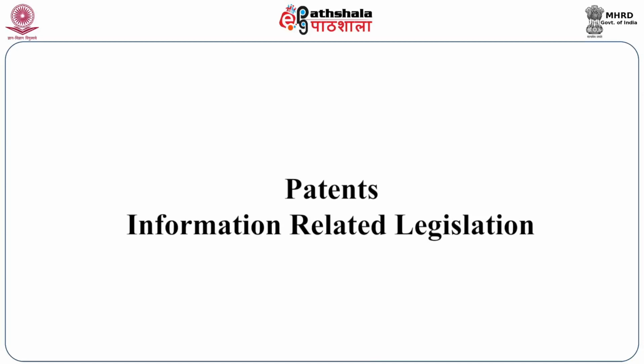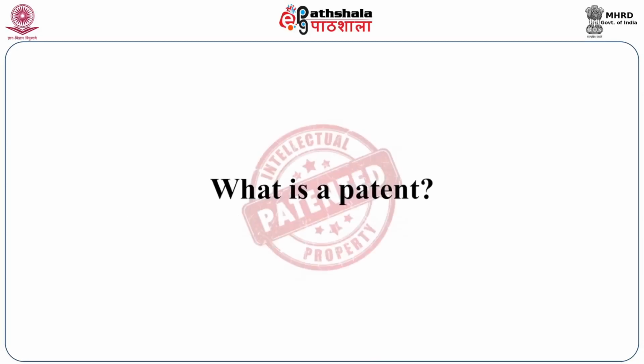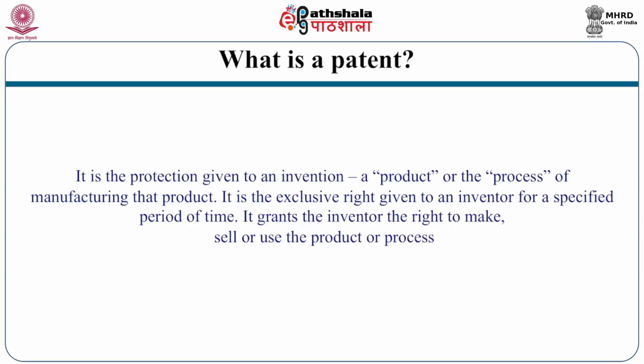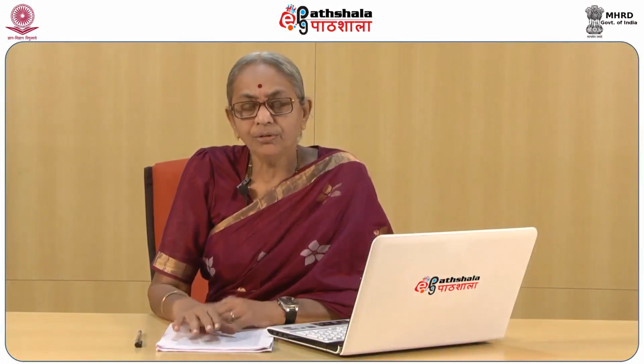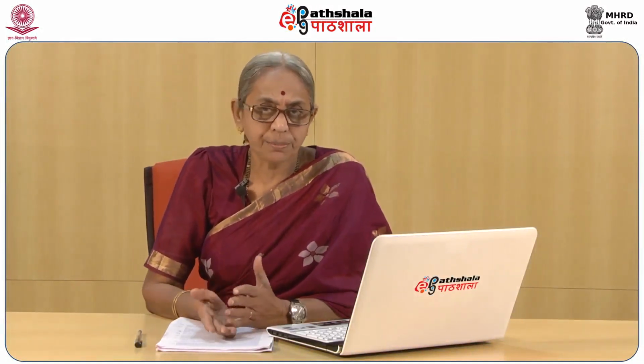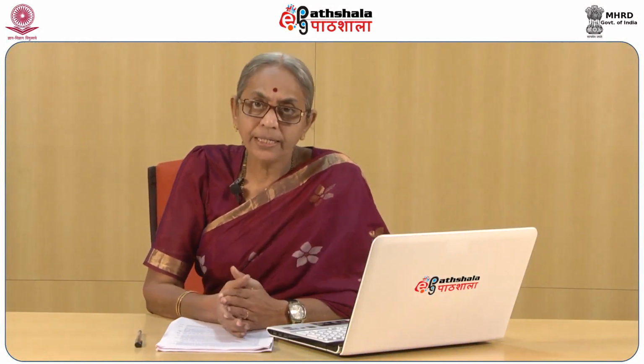Now let us look at patents, which are one of the oldest forms of intellectual property. What is a patent? A patent is a protection given to an invention. It is a product or the process of manufacturing that product. It is an exclusive right, as I told you, given to the inventor for a specific period of time. The inventor has the right to make, sell or use the product or the process. As I had mentioned earlier in the introduction to IPR, the rights are given for a specific period of time.